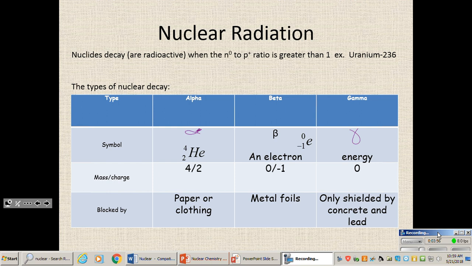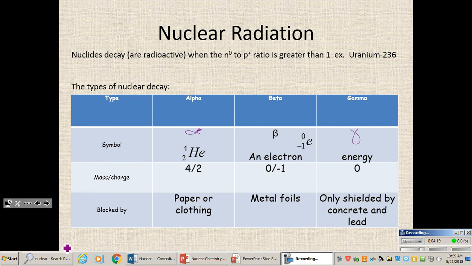So what's happening here is this thing is losing energy, and this is generally accompanied by any type of other radioactive decay. So if there's radioactive decay, it typically has gamma decay occurring with it as well, or gamma radiation.